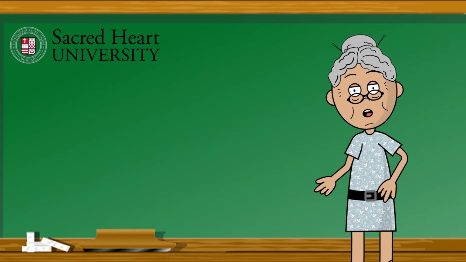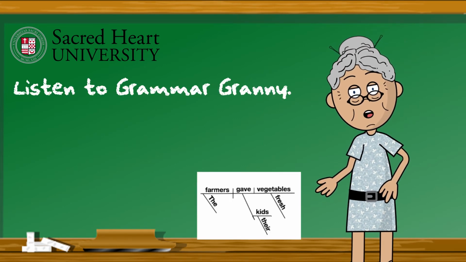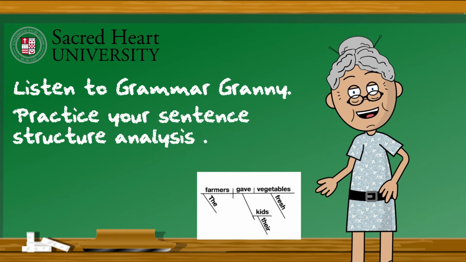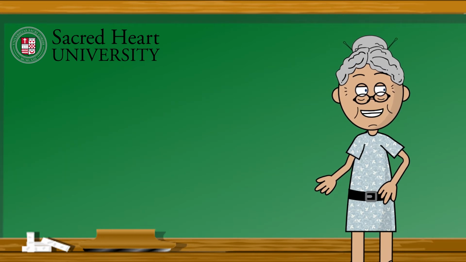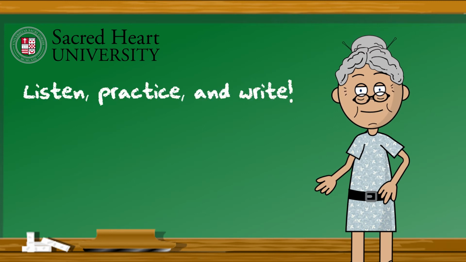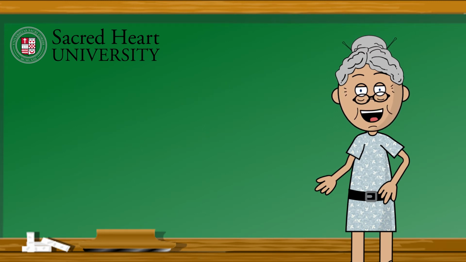But here's some more examples. Listen to Grammar Granny. Practice your sentence structure analysis. Write the rule for forming negative sentences. Now, what if we were to look for the subject and predicate in each of these sentences? Grammar Granny is sure you can find the verbs. What are they? Yes, listen, practice, and write.